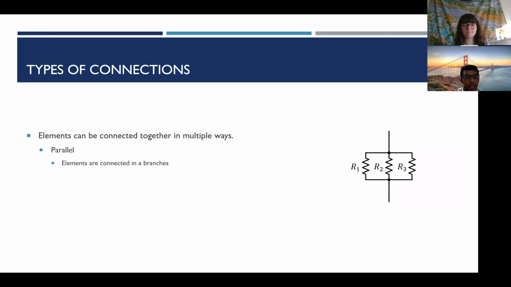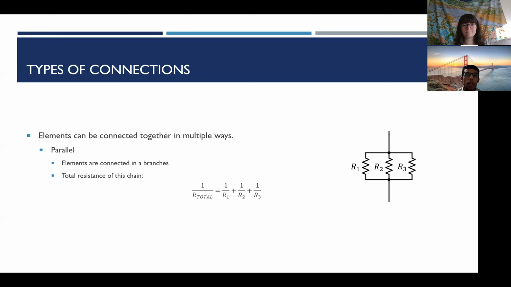Just like I said, elements here, or in this case, resistors here, are connected in a branch. And the equivalent resistance of this kind of layout is, well, a little bit more difficult to calculate. The inverse of the total resistance is the sum of the inverse of individual resistances. So this expression right here.